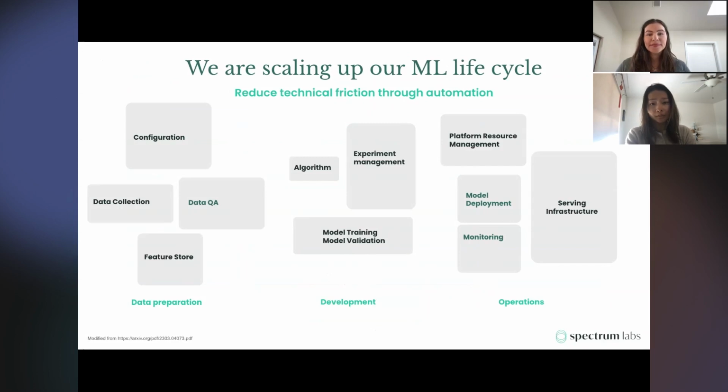So in data preparation, we're looking at everything about data. For example, collection, quality assurance, building up the feature store, setting up the configuration to manage data flow. In the development process, this is a very well researched area. We have tons of algorithms that are available out there. We have experiment management tools and platforms, and we have best practices around model training and validation. On the operations side, we have everything related to model serving and building a product, including platform resource management, model deployment, monitoring, serving infrastructure. So those are the big areas.